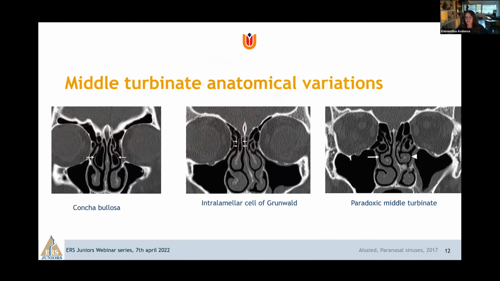Middle turbinates might sometimes have some anatomical variations. For example, it might be pneumatized. The whole body of the middle turbinate might be pneumatized, or just the superior part, and then it's called the cell of Grunwald. Or it can have a funny shape when it curls towards the nasal septum. So be aware of these anatomical variations so that they won't confuse you during the surgery.